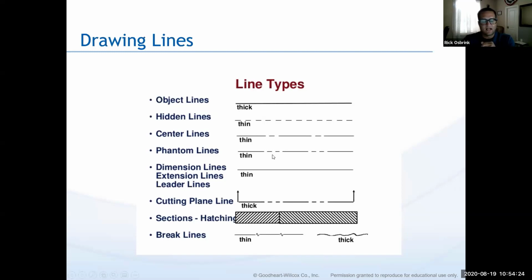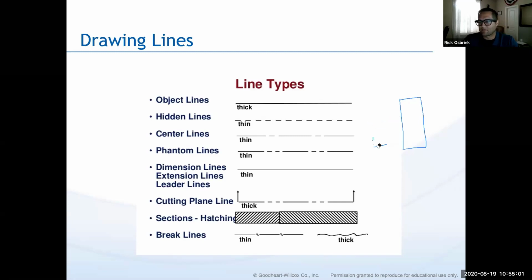Next, we have these phantom lines, and the phantom lines are used to do a couple things. One, they can show how another component interacts or assembles to this, or it can show movement as well. What do I mean by that? Let's say that we have a widget here, and there's going to be another widget that attaches to the side. We might use some phantom lines to show that extra widget and how and where it attaches to the side. So that's one use of the phantom lines.